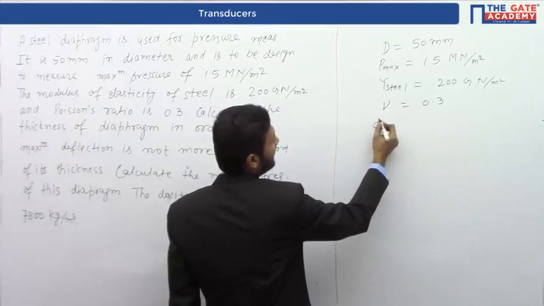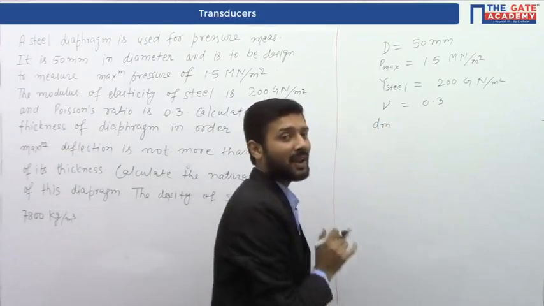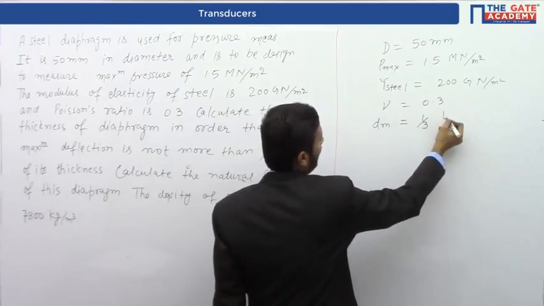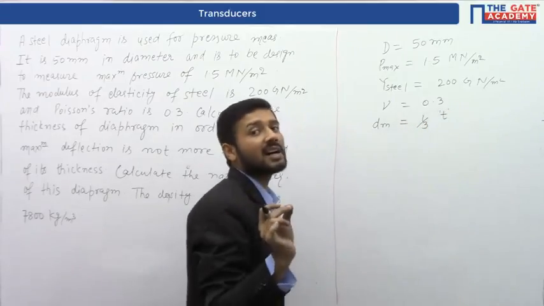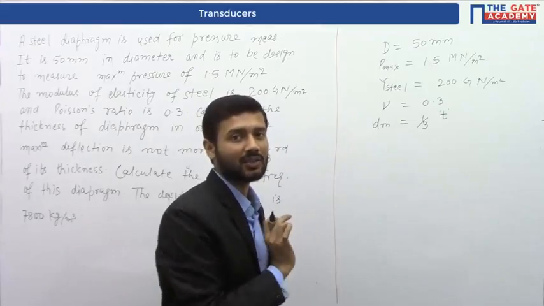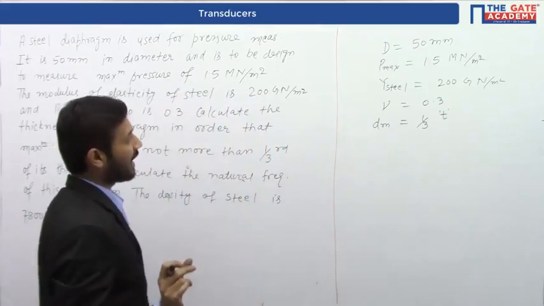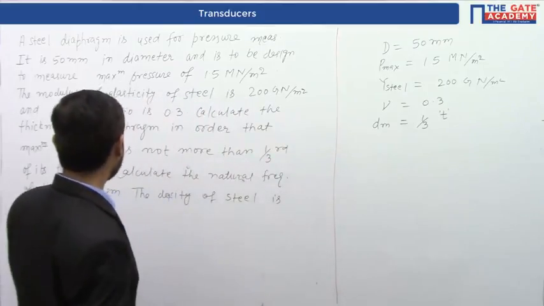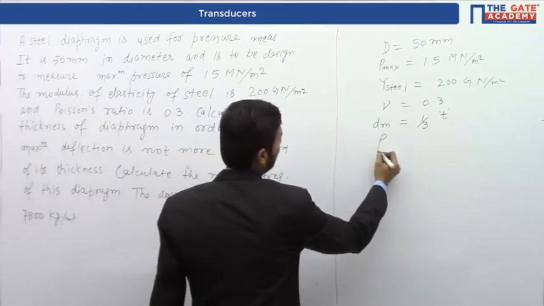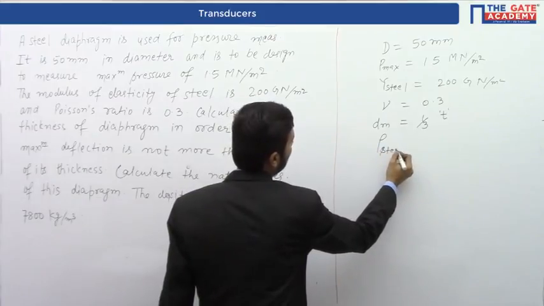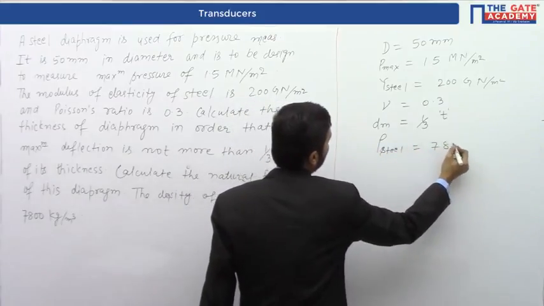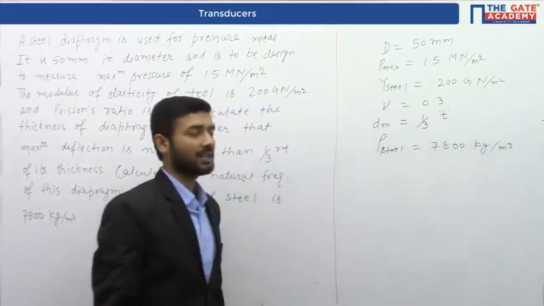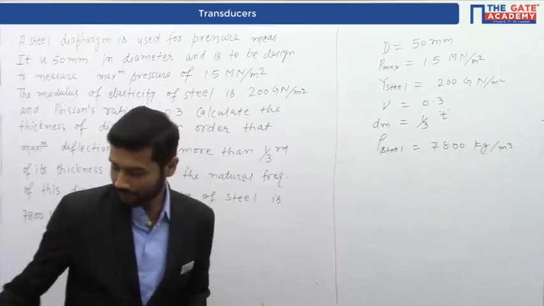Now, I am writing dm as the maximum deflection of the diaphragm, which should be equal to 1/3 of the thickness. I am writing t as the thickness of the diaphragm, and dm as the maximum deflection of the diaphragm. It is also given that rho of steel equals 7800 kilogram per meter cube. It is already given in the question.